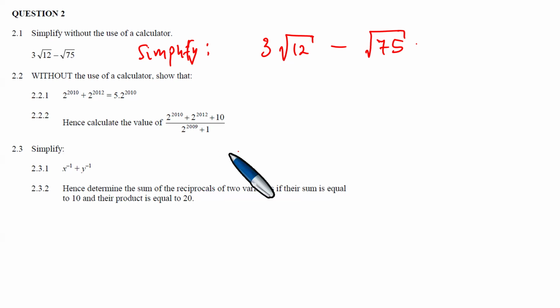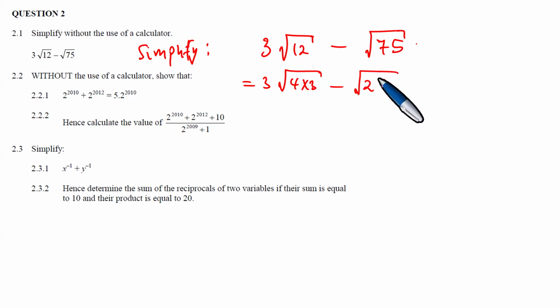That's fine. Right. So to simplify this, 12 is 4 times 3. We choose the factors of 12, 4 by 3, because 4 is a perfect square. Somebody can choose factors of 12 like 2 by 6, but they're all bad because neither 6 nor 2 is a perfect square. For 75, we can choose 25 by 3. Then we have the square root of 4, square root of 3, and the square root of 25, square root of 3.